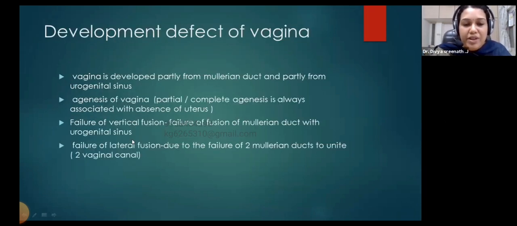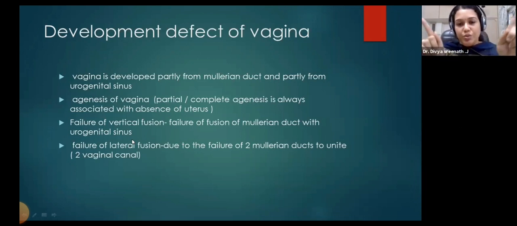We had already mentioned that the vagina is developed from the Mullerian duct and partly from the urogenital sinus. There are two Mullerian ducts which join together and form the uterus, fallopian tubes and the upper portion of the vagina. The lower portion is developed from the urogenital sinus.